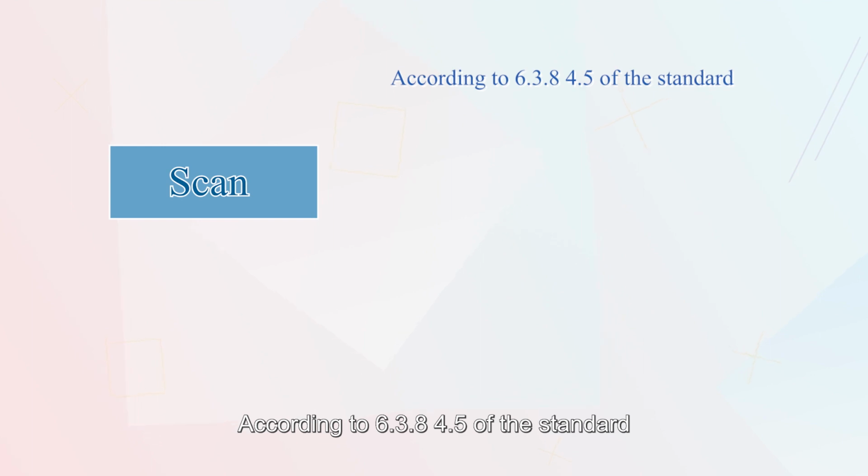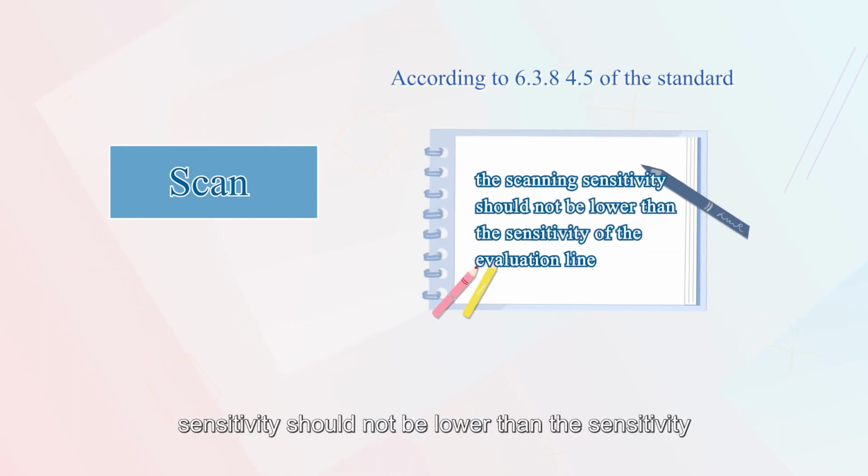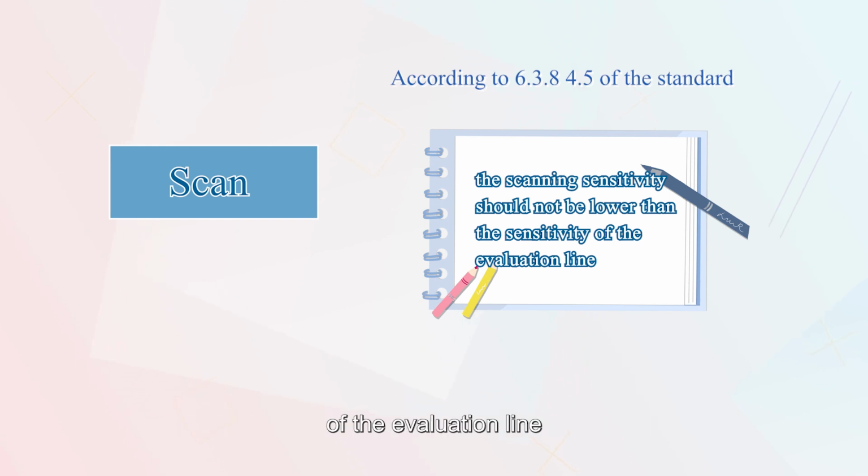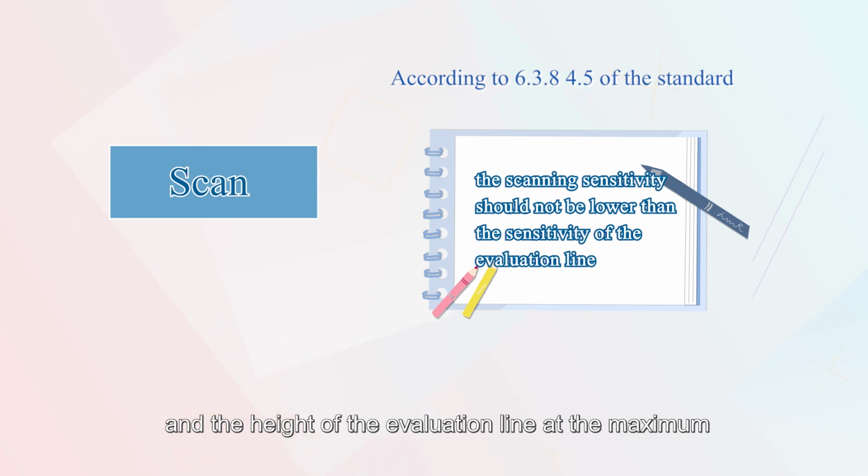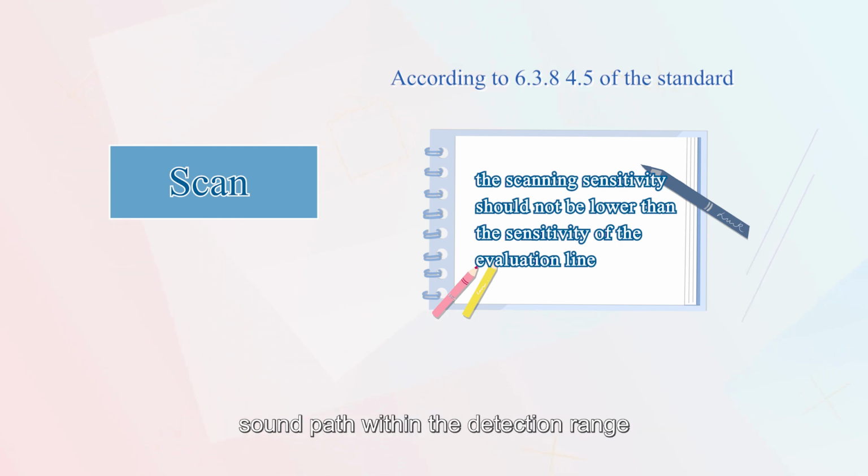5. Scan. According to 6.3.8.4.5 of the standard, the scanning sensitivity should not be lower than the sensitivity of the evaluation line, and the height of the evaluation line at the maximum sound path within the detection range should not be lower than 20% of the full scale of the fluorescent screen.